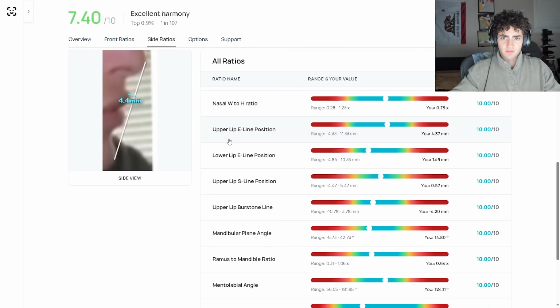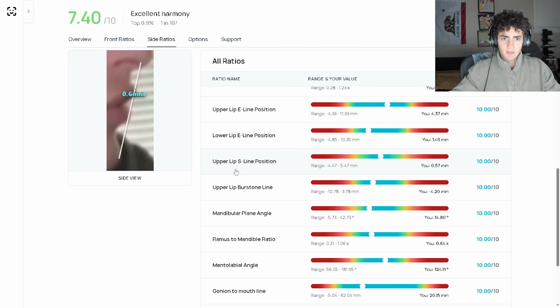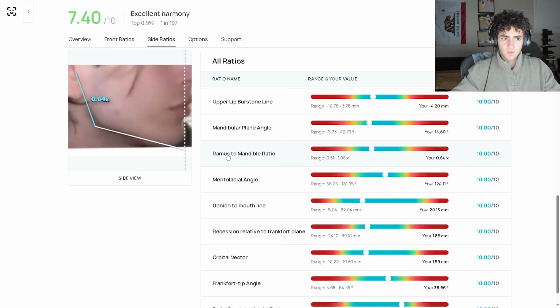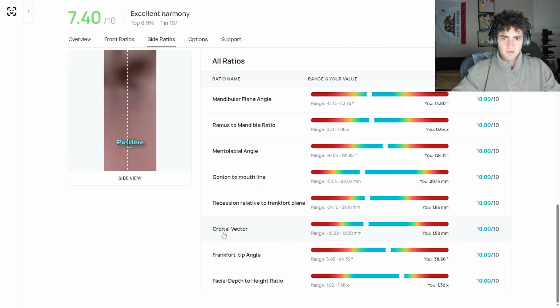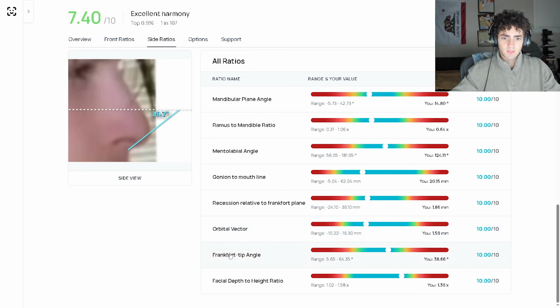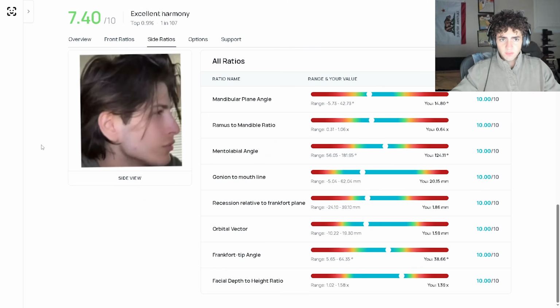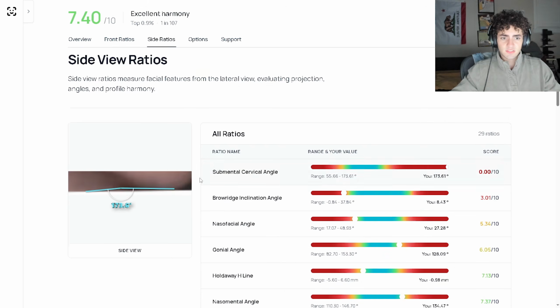He passes all the other lip assessments really, really well. Upper lip Burstone line, mandibular plane angle, ramus to mandible. He passes this pretty well. Orbital vector, positive, yep. Frankfurt tip angle, so the nose tip relative to the Frankfurt plane. Facial depth height ratio. Even with the bad photo, K Shami scored pretty good here.